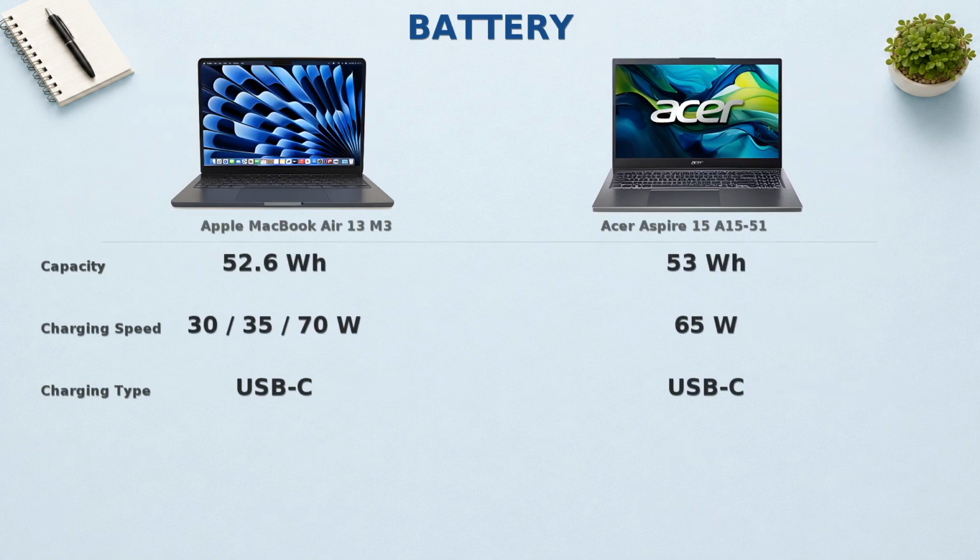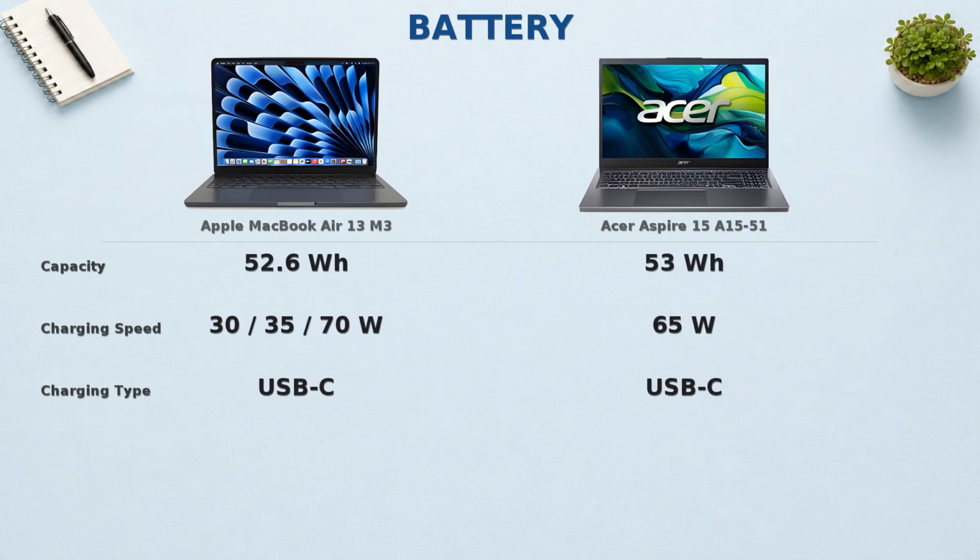With 52.6 watt-hours for the MacBook Air and 53 watt-hours for Aspire, their battery size difference is negligible. Charging speeds are 30, 35, or 70 watts for MacBook Air and 65 watts for Aspire, but the real-life impact is trivial. Both rely on USB-C charging, so your cable routine stays the same regardless of which you choose.